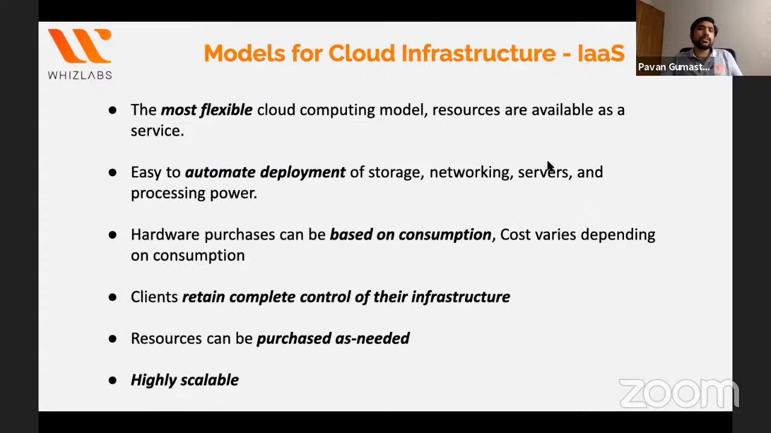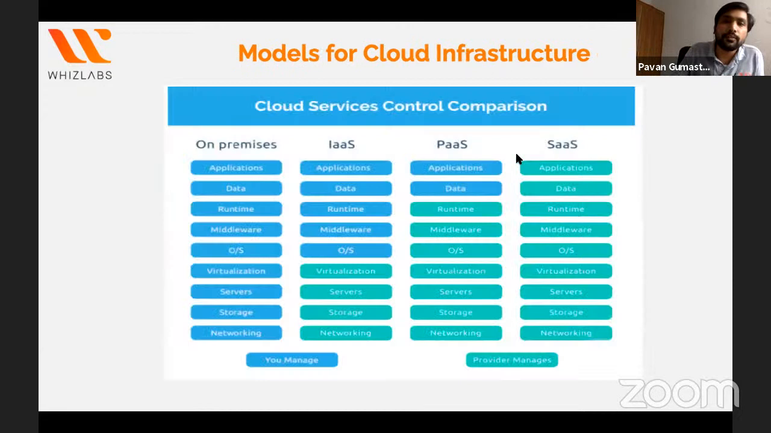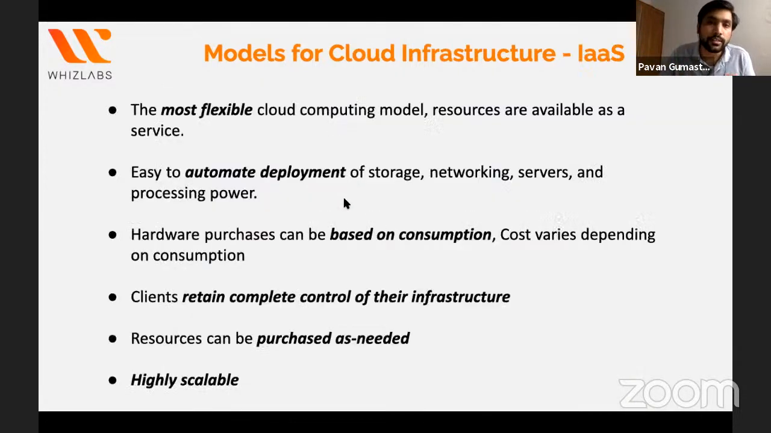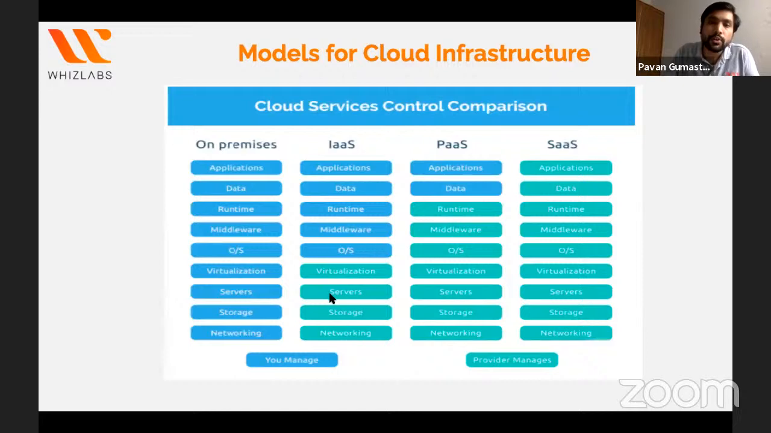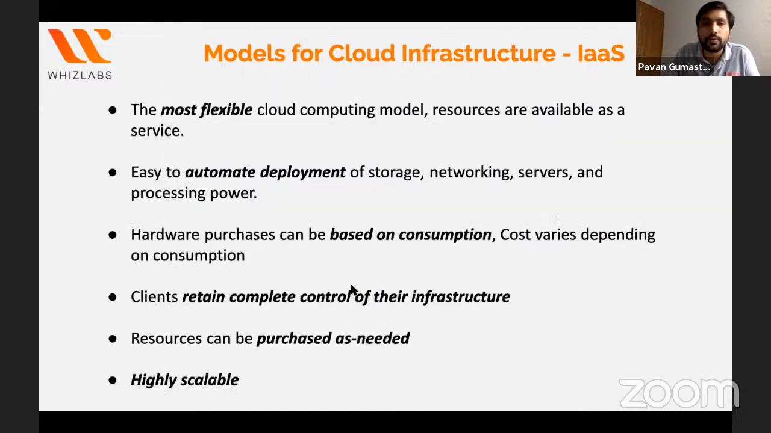So let's see. The important thing which we are going to learn today is infrastructure as a service. This is very important for CloudFormation. That is why we are going to understand what exactly this is. It is the most flexible cloud computing model where you have control on everything. You can automate the deployment of storage, networking, services, and other things. These are again based on consumption. The cost is based on the consumption. The client, as I said, has complete control over their infrastructure. When I say complete, it is up to this level; the levels below are abstractions provided by the cloud vendors. Next, resources can be purchased as needed.